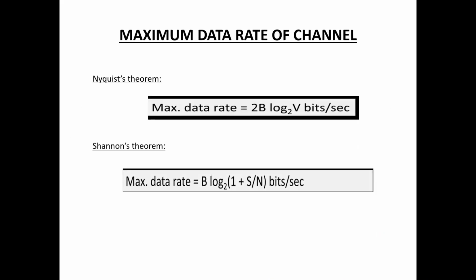These are the two equations to find the maximum data rate of a channel. Bandwidth, to a computer scientist, means the maximum data rate of a channel. So these are the two theorems to find the maximum data rate of a channel: Nyquist theorem and Shannon's theorem.